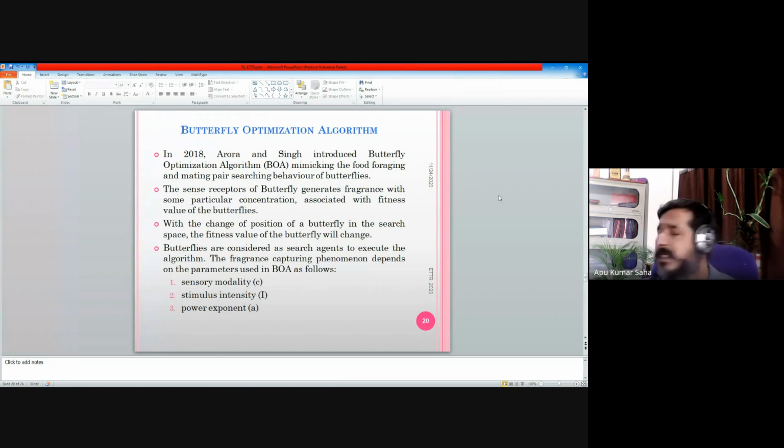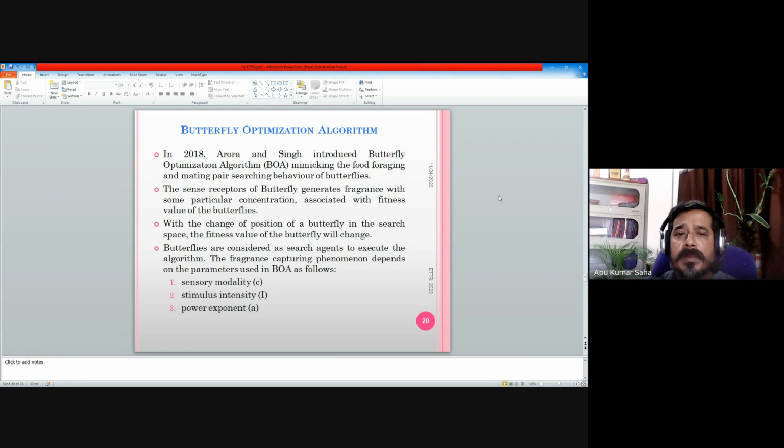They have just studied the behavior of butterflies. Now, what is the behavior of a butterfly? In the whole body of a butterfly, there are sense receptors. So every butterfly emanates some fragrance, and other butterflies catch and inhale that fragrance. Whose fragrance is better, the other butterflies are automatically attracted to that butterfly. Whenever a good food is there, you can find a better fragrance from there. So all other butterflies will try to go to that field because there is good food.